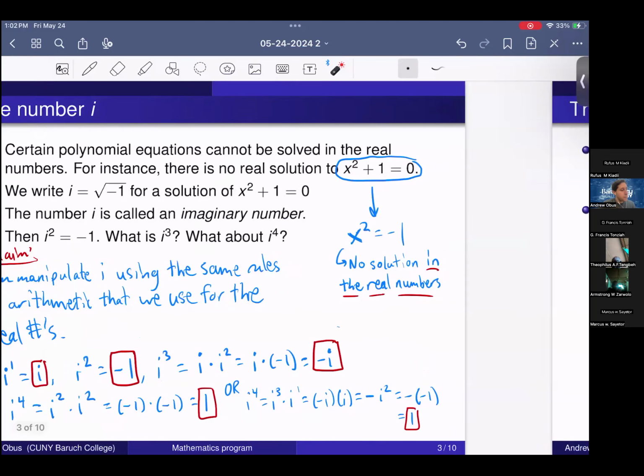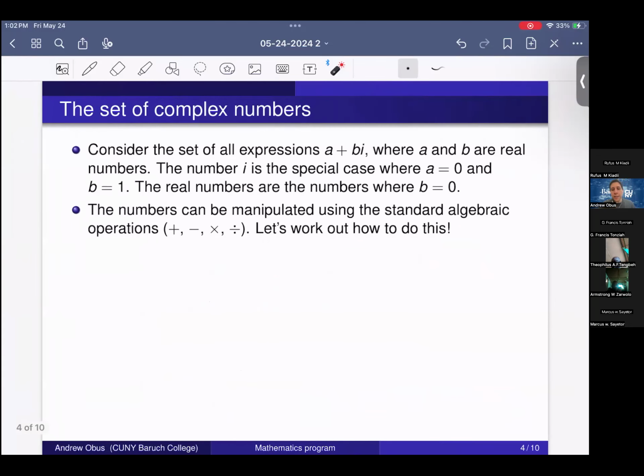Usually we don't talk so much about imaginary numbers. We talk instead about what are called complex numbers. So what is the set of complex numbers? Well, basically it's the set of all expressions of the form a plus bi, where a and b are real numbers, right? And so the number i itself is the special case where a is equal to 0 and b is equal to 1. That would be 0 plus 1i, which is the same thing as just saying i.